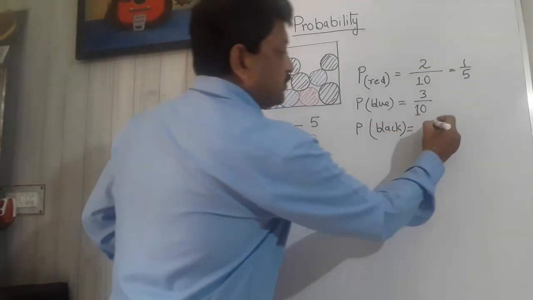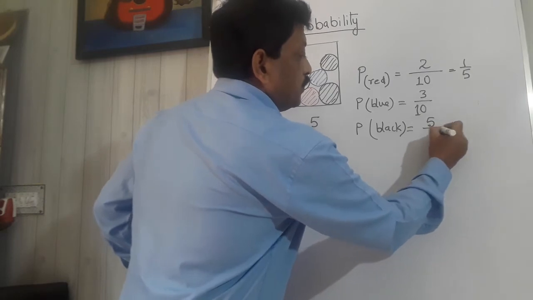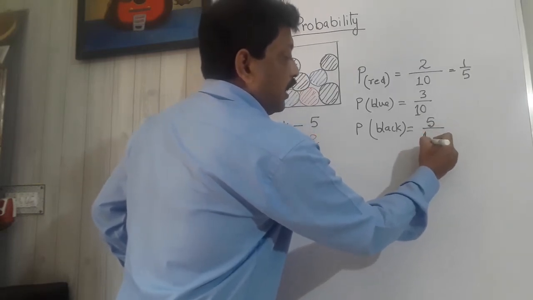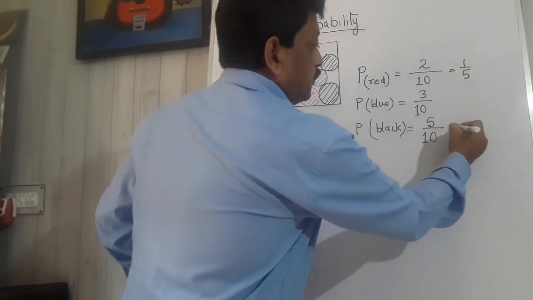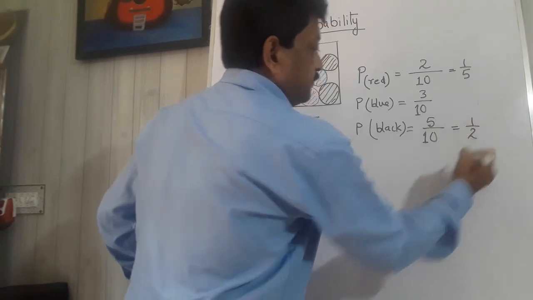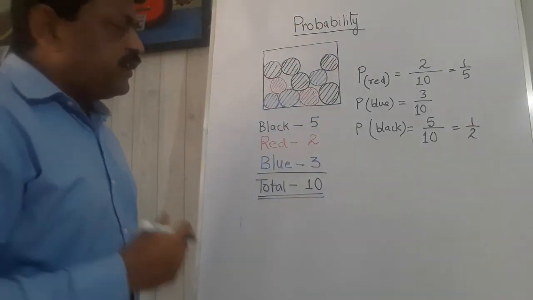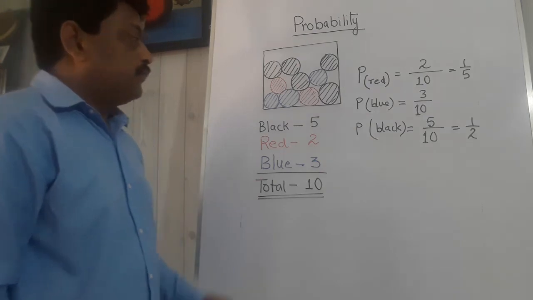And what is the probability of black ball? There are 5 black balls. So 5 upon 10, total outcome is 10. That is 1 upon 2 is the answer. So this is very simple way of doing this sum.